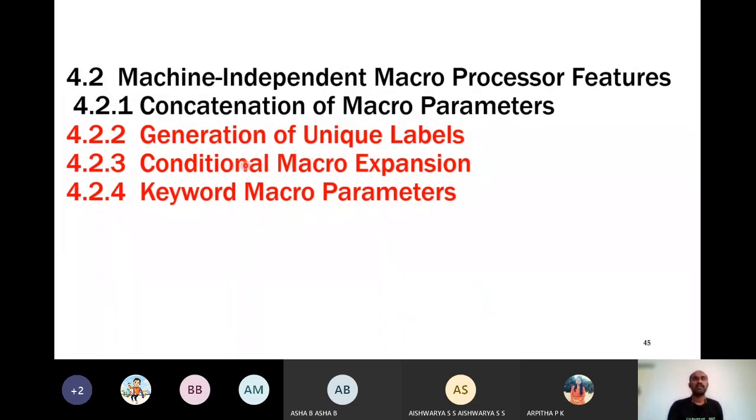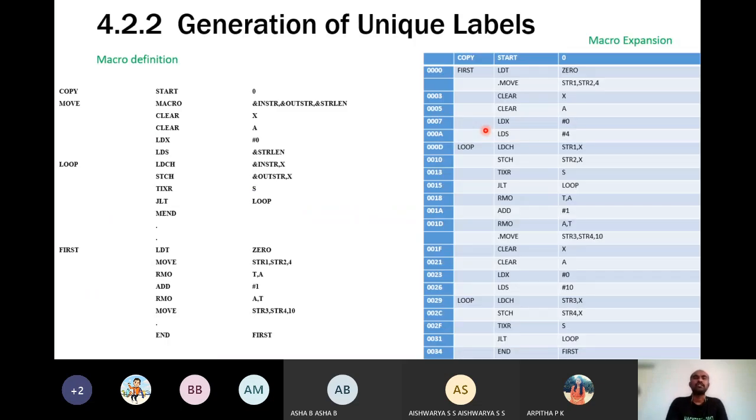Now let us go to the next topic, which is generation of unique labels. Remember, before I go with the actual concept of unique labels, I just want you to go back to the previous concepts and try to analyze and understand the unique labels. So here is one of the concepts which I want to highlight. Here we are defining the macro. If you observe, this is the macro name. The name of the macro is move.